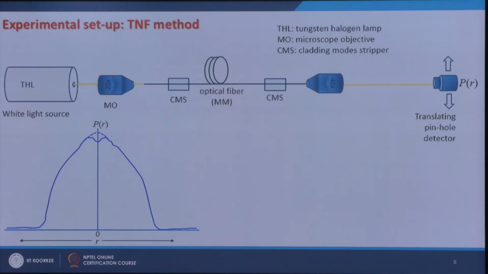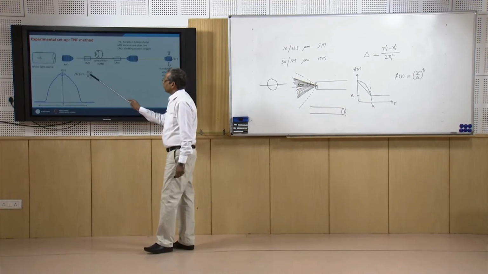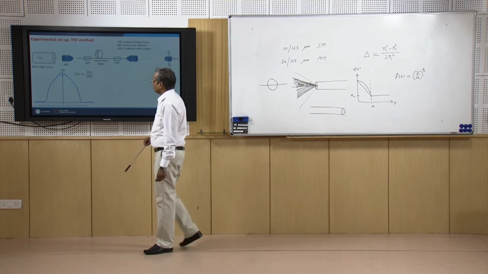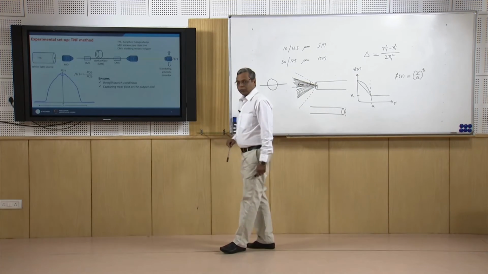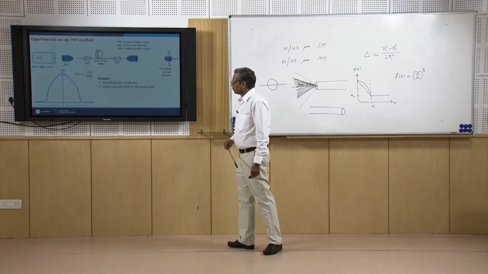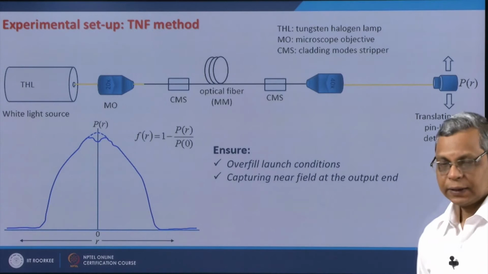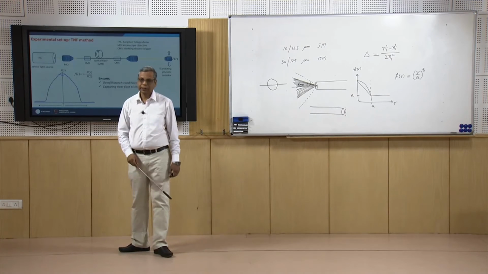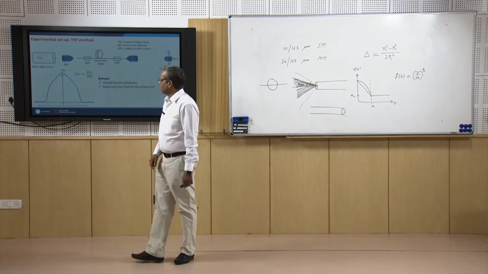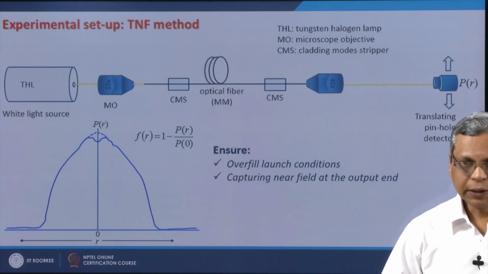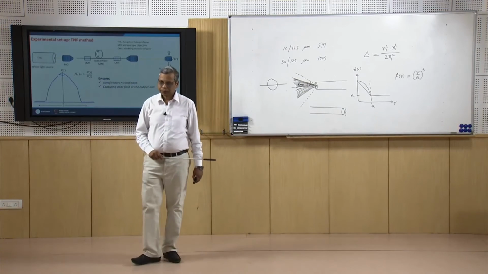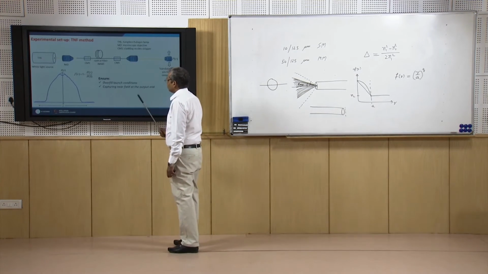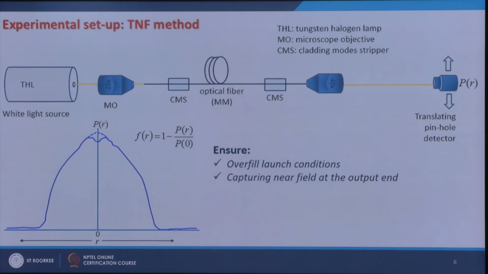Well, with the help of this, now I can immediately find out what is P(r) over P naught and then f(r). So, while doing this measurement, again I should ensure overfill launch conditions, that is, the numerical aperture of the lens which I am using here is larger than the numerical aperture of the fiber, and I use a white light source to fill the complete mode volume, and I also should ensure that I am capturing the near field.